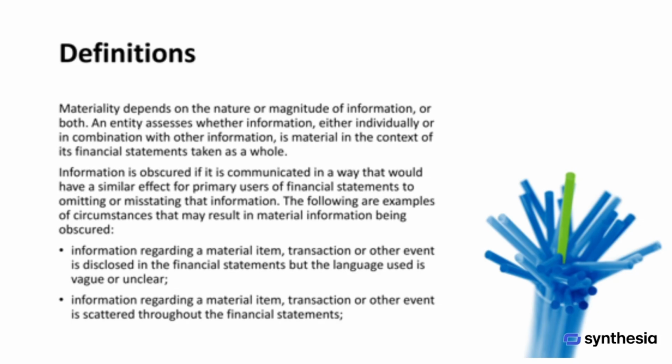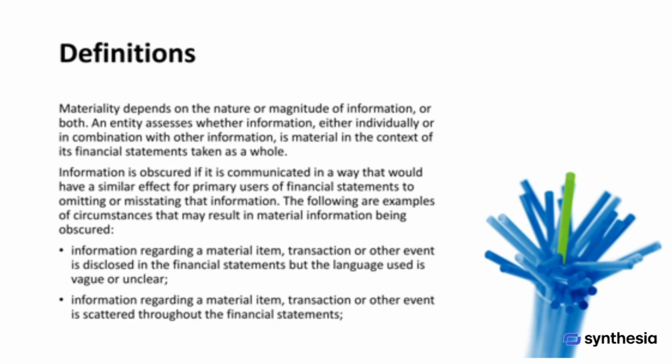An entity must assess whether information, whether considered on its own or in combination with other details, is material within the context of its financial statements as a whole. Information is considered obscured if it is presented in a way that has the same effect on primary users of the financial statements as omitting or misstating that information. Examples of situations that may cause material information to be obscured include: material information in financial statements should be presented clearly and effectively to ensure users can understand its significance.